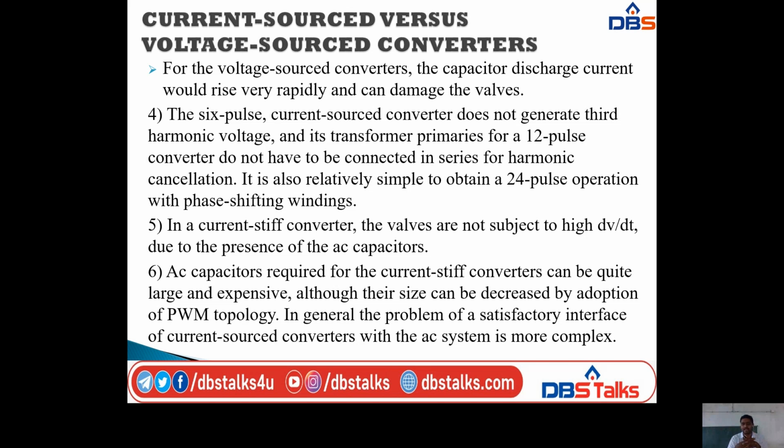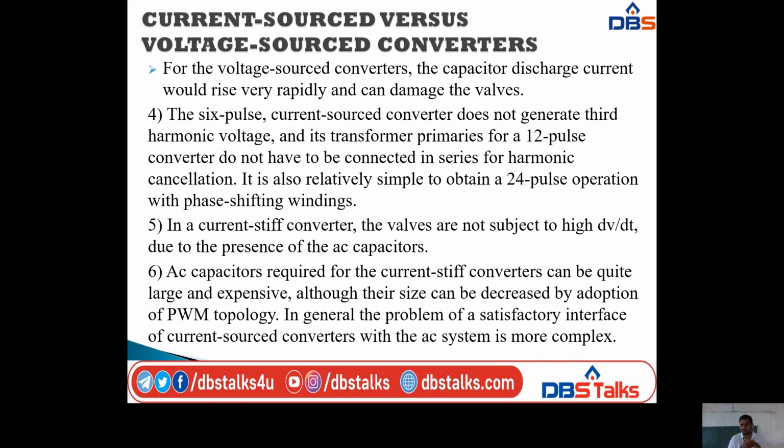third harmonic voltage, and transformer primaries for a 12 pulse converter do not have to be connected in series for harmonic cancellation. So it is also relatively simple to obtain a 24 pulse operation with phase shifting windings. And next, in a current source converter, the valves are not subject to high dV by dt due to the presence of AC capacitor.